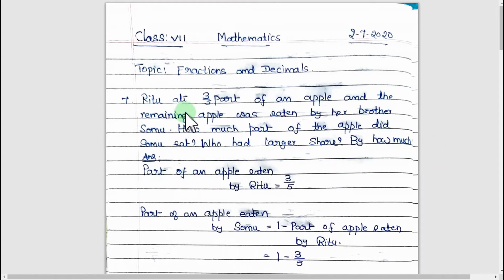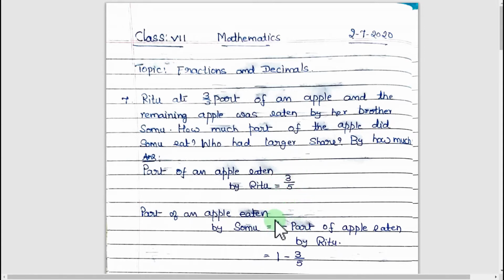Now here in the question it is given that the part of an apple eaten by Ritu is 3 by 5. We have to find out the part of an apple eaten by Somu. Now the part of an apple eaten by Somu is 1 minus the part of the apple eaten by Ritu. One apple is eaten by Ritu and Somu. This much is eaten by Ritu. So how much is eaten by Somu?